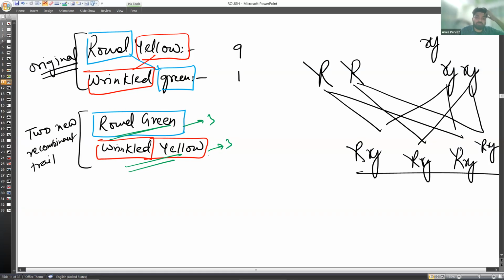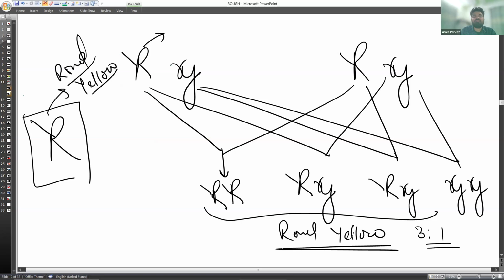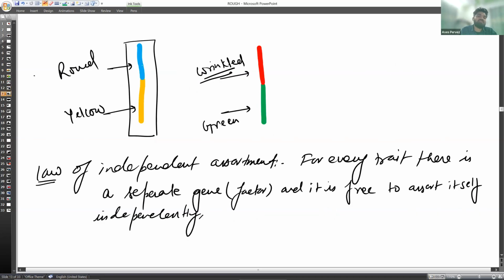So how is it possible? This is only possible if we have a separate gene for round shape, and for yellow, and for wrinkled shape, and for green. Just for example, let me explain: this is a gene that controls round shape, this is a gene that controls yellow color, this is a gene that controls wrinkled, and this is a gene that controls green.